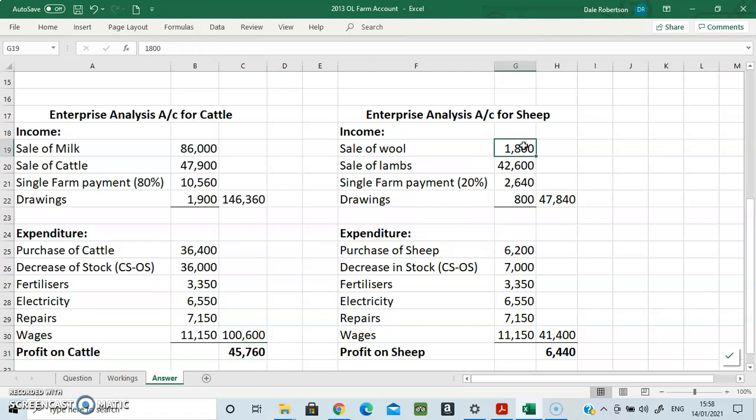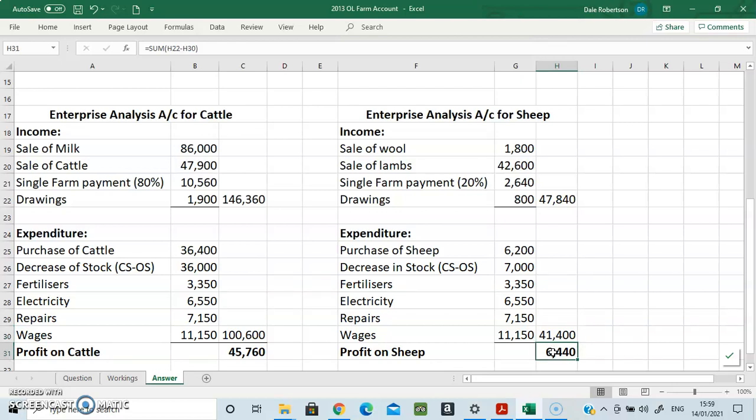You do the exact same thing for sheep. Here's the sale of wool. Here's the sale of lambs, both directly from the question. The 20% of the single farm payment from the workings, and the drawings, because if they didn't consume that lamb themselves, they would have sold it to the factory or the butcher. Instead, they sold it to themselves. And then you have your purchase of sheep. You have a decrease of stock this year, and again you have these 50% numbers, giving you a total here of 41,400, which you subtract from here, and you see your profit on sheep here.